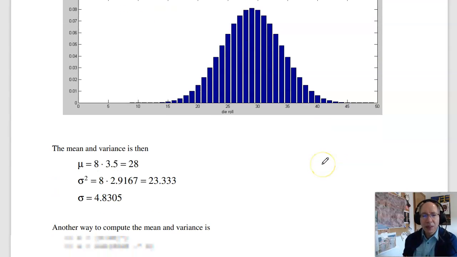The mean then, a couple ways to do that. I have the mean for single six-sided die is 3.5. For 8 dice, it'll just be 8 times that. The variance for a six-sided die is 2.91. For 8 dice, it's 8 times that. And notice it's the variance that scales, not the standard deviation. Take the square root, I get the standard deviation, 4.8.